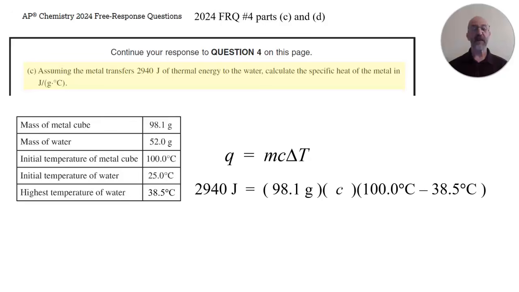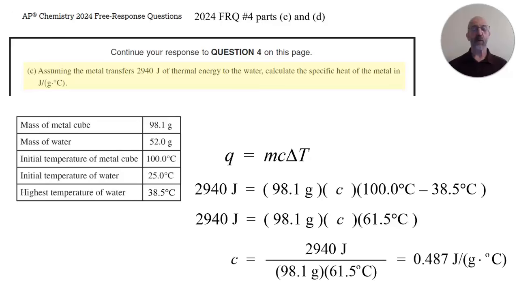And the difference in temperature would be 100 minus 38.5, so that's a difference of 61.5 degrees Celsius. Now, when I pick up my calculator to solve for the value of C, it's going to be 2,940 divided by the product of 98.1 and 61.5. And so when I do that math, 2,940 divided by 98.1 divided by 61.5, I get 0.487 joules per gram degree Celsius.